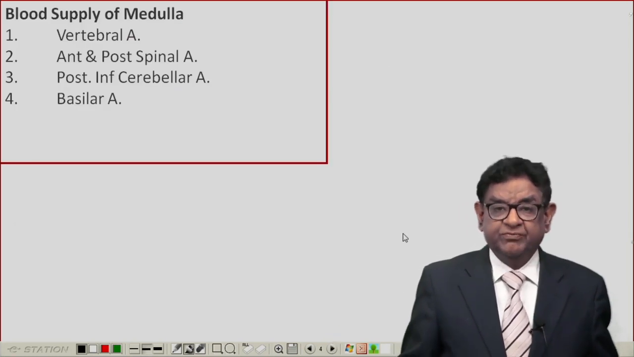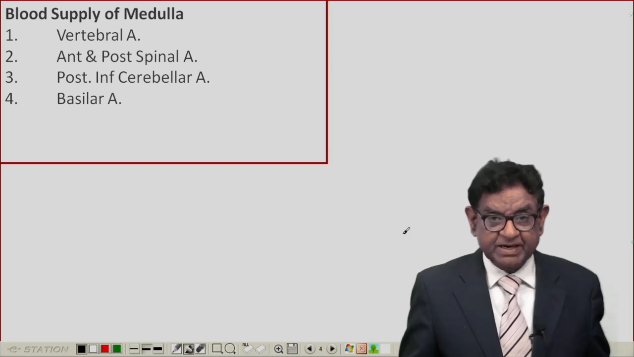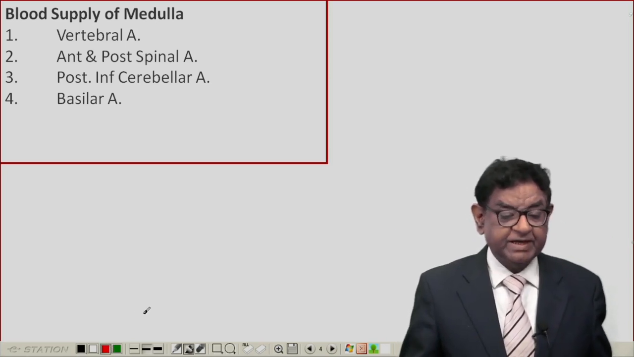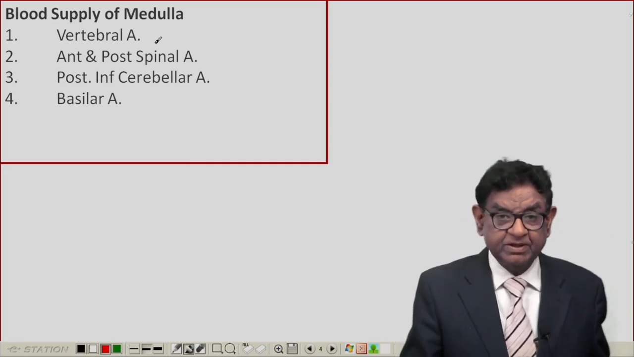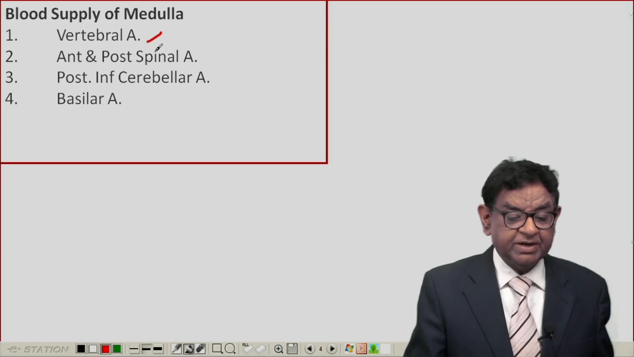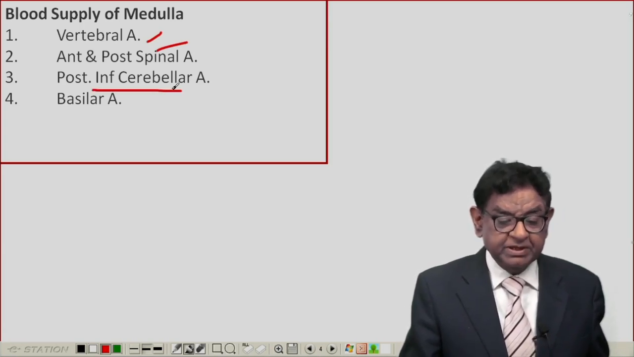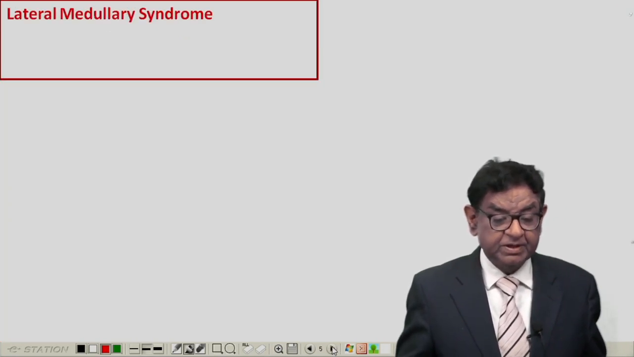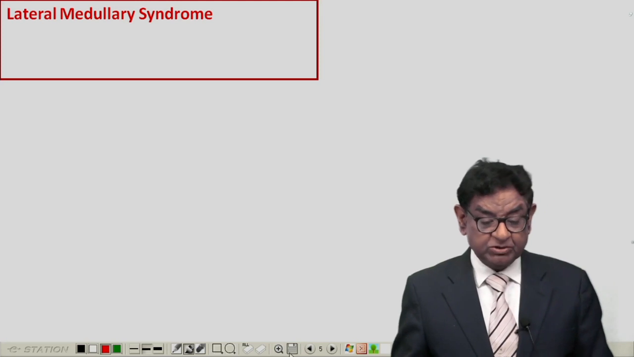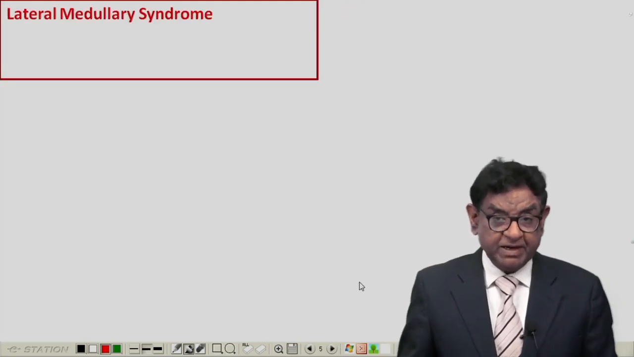Now when we talk about stroke in the brain stem, the first thing is the medulla oblongata. So let's have a quick recall. What are the arteries which are supplying the medulla? It is the vertebral artery, anterior and posterior spinal arteries, posterior inferior cerebellar artery, and basilar artery. So now let's talk about what happens in lateral medullary syndrome.